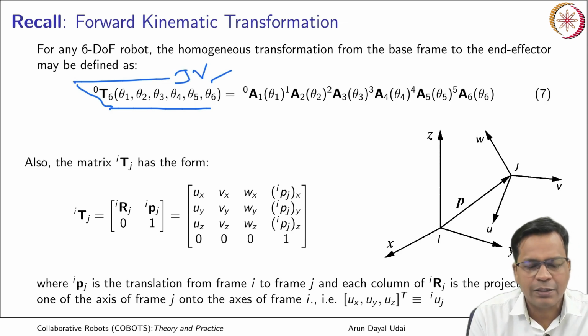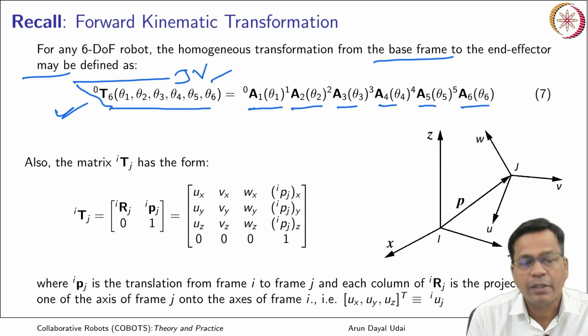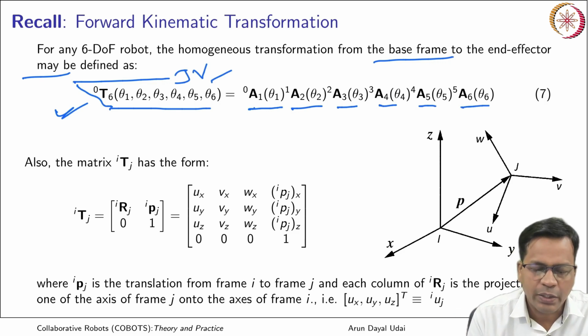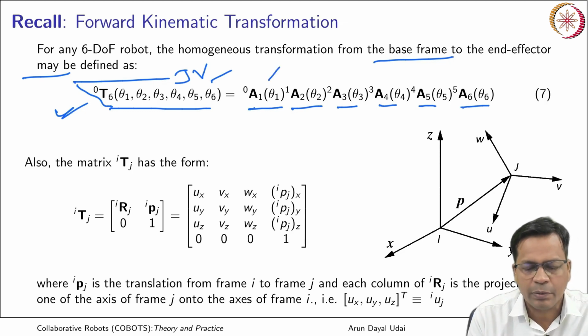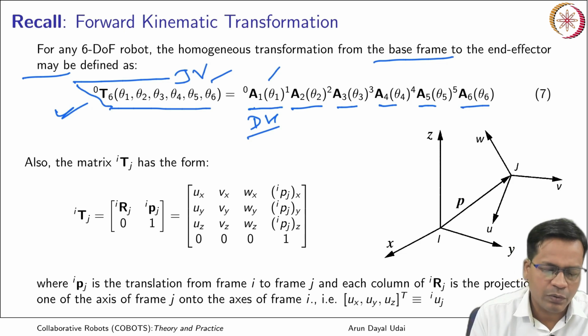So for any 6 degrees of freedom robot, the homogeneous transformation matrix from the base frame to the end effector frame is defined like this, where A1, A2, A3, A4, A5 and A6 are our link transformation matrices. Okay. So each one of them is a function of just one joint variable, and the remaining are the structure of the link: d, theta, a, alpha. This comes from the DH parameters directly. Okay, with a joint variable, that is theta 1, theta 2 and so on and so forth.